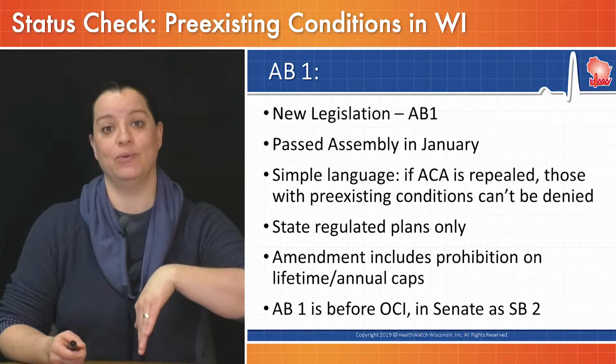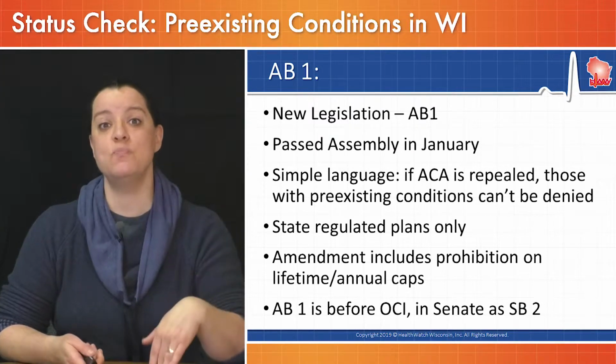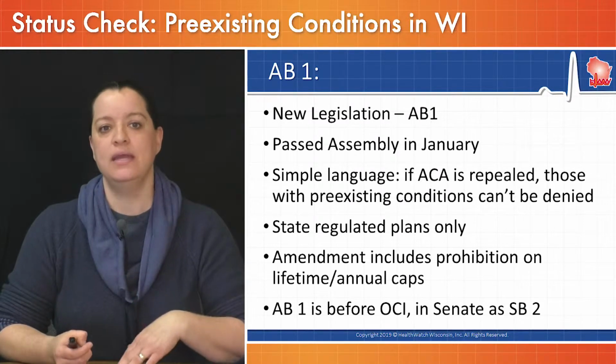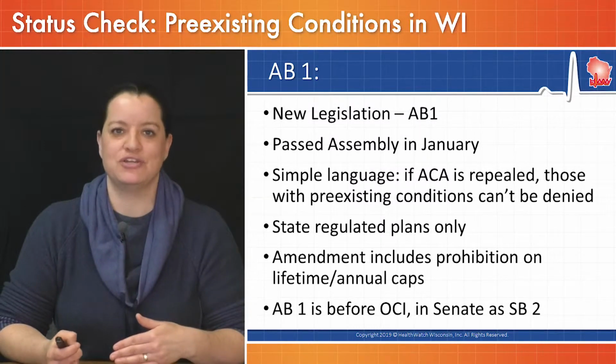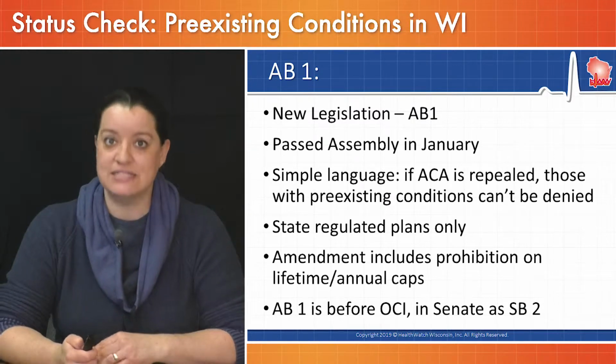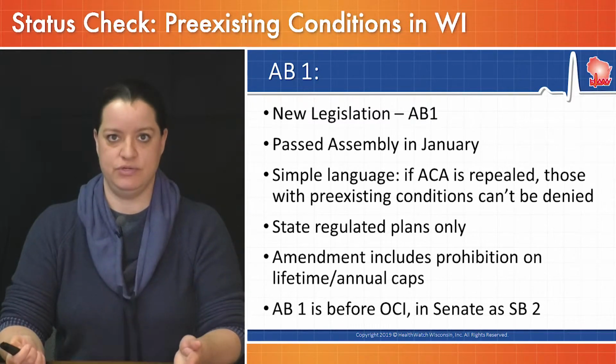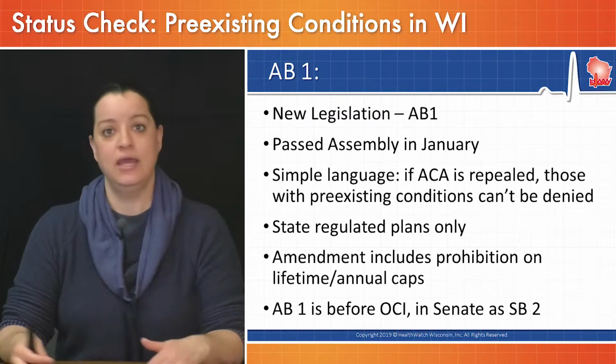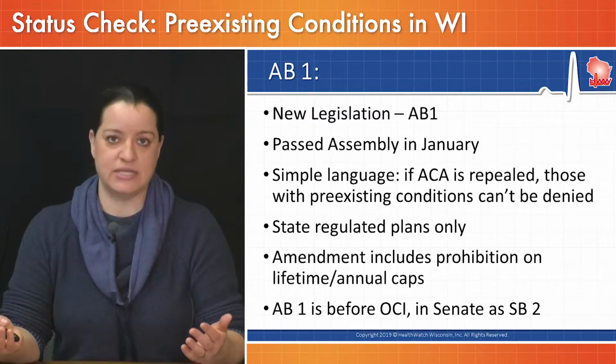Let's now fast forward. We're now in 2019, and there was a new bill called AB 1 at the start of the 2019 session. AB 1 is pre-existing condition protections for people in the state of Wisconsin, and it looks different than AB 365. It just simply says if you have a pre-existing condition, you can buy health insurance in the state of Wisconsin.